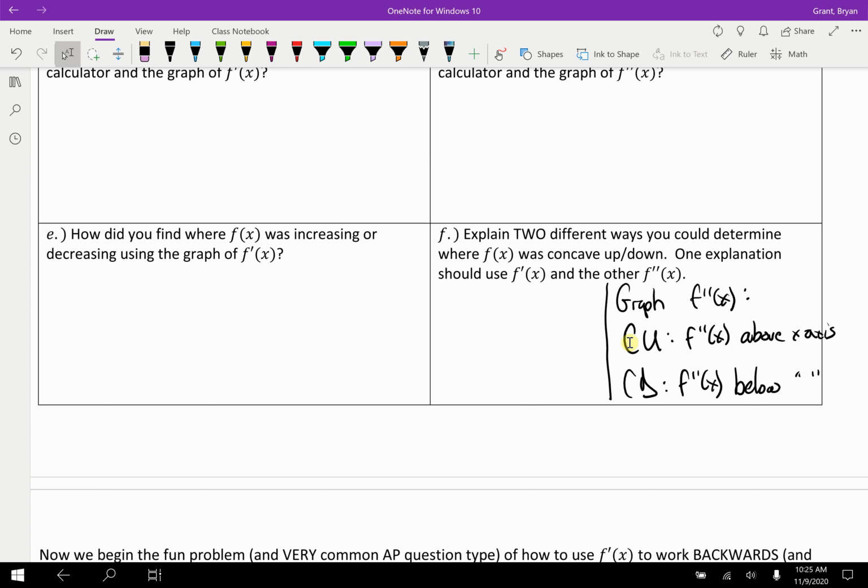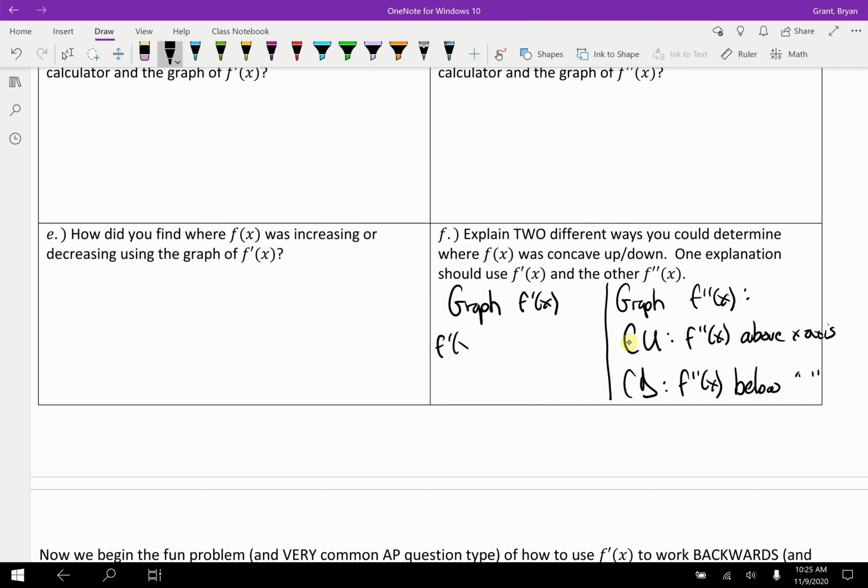So if you said, I know f is concave up from 2 to 4, and then you had to justify, so you said because the graph of f double prime is below the x-axis, but they only gave you the graph of f prime, then they probably wouldn't accept that as an explanation. So if we just have the graph of f prime, how can we see this? Do you remember? Well, we need to remember that f double prime describes the slopes of f prime.